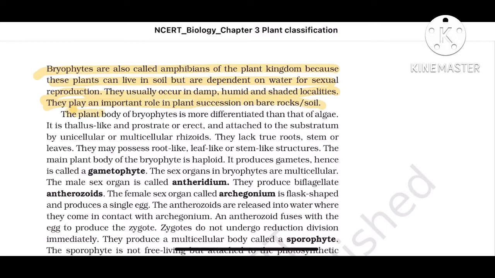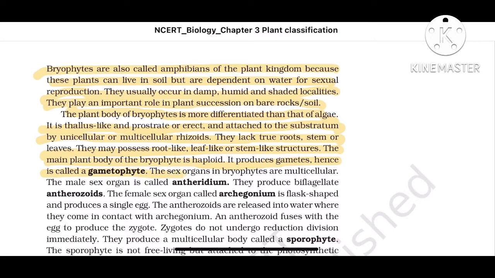The plant body of bryophytes is more differentiated than that of algae. It is thallus-like and prostrate or erect and attached to the substratum by unicellular or multicellular rhizoids. They lack true roots, stem, or leaves. They may possess root-like, leaf-like, or stem-like structures. The main plant body of the bryophyte is haploid. It produces gametes, hence is called a gametophyte.